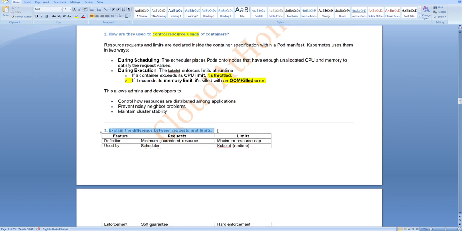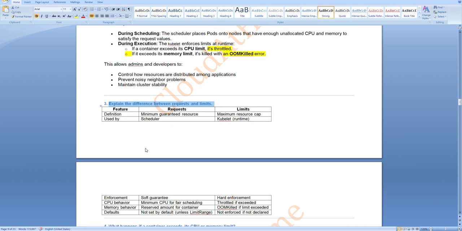Okay, explain the difference between request and limit. It is the same thing we have already discussed. The request is the minimum guaranteed resource, the minimum it needs to get your pod started, and the limit is the maximum, so it cannot cross the maximum limit. The request is used by the scheduler, and the limit is used by the kubelet. At runtime, the activity is taken care of by the kubelet. Kubelet is an agent in the worker node, and the scheduler is the component in the master node.